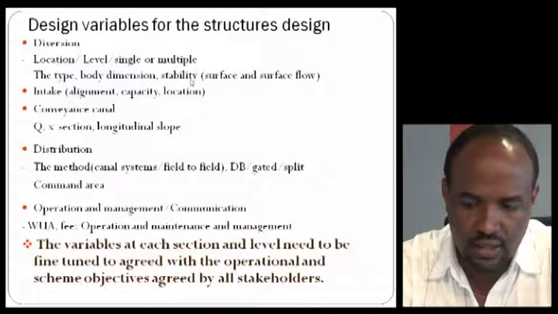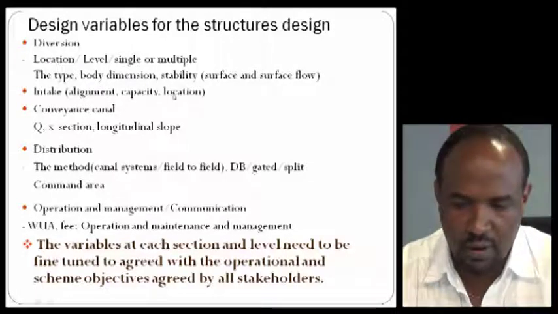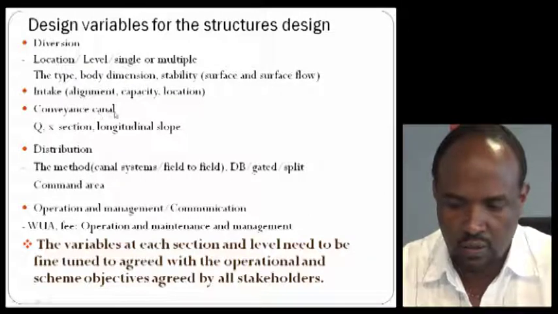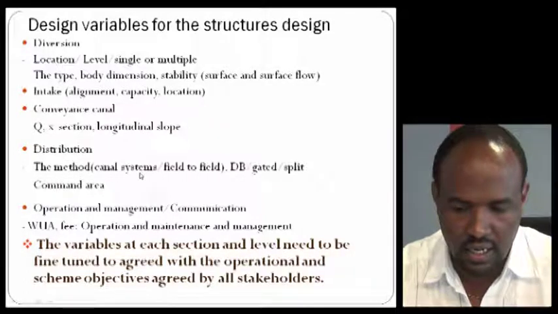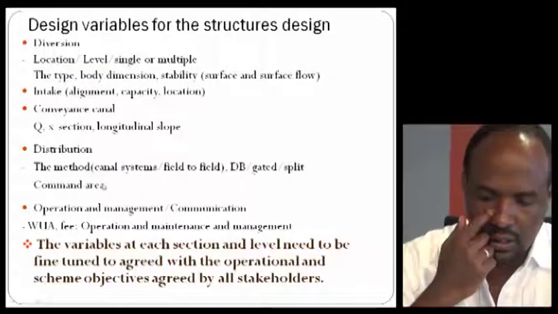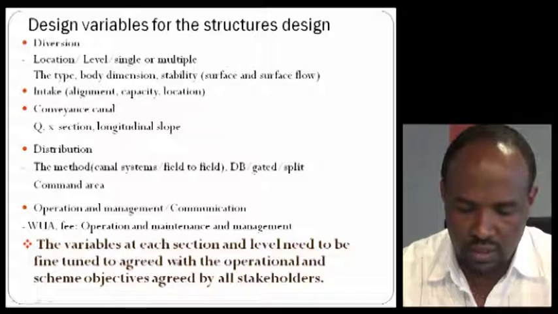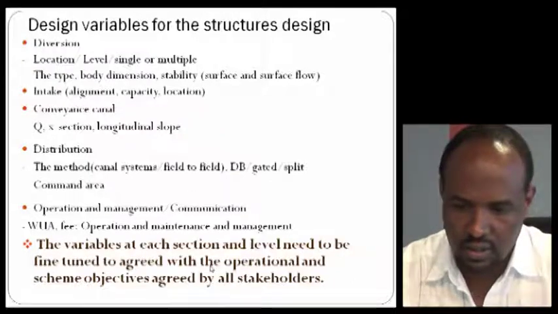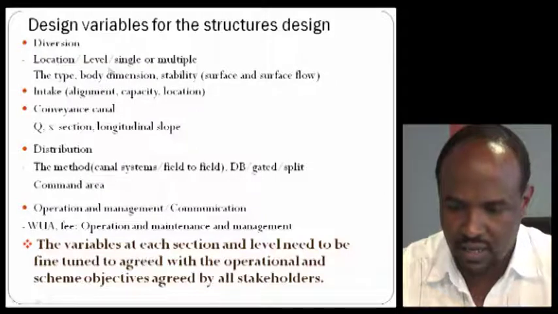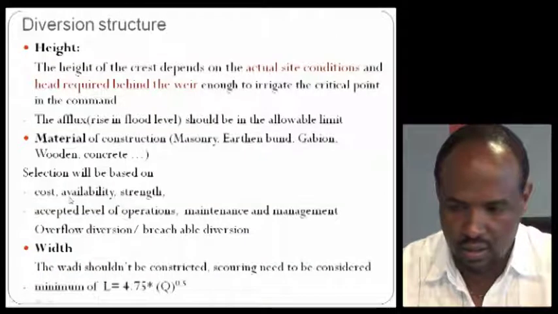And the intake also needs its alignment, capacity and location to be defined. In the conveyance canal, the discharge, cross section and longitudinal slope, and for the distribution, the method, canal system, and field to field, are variables that have to be decided beforehand. And if we use a division box, is it gated or split, that means without gates, needs to be decided. So the variables at each section and level need to be fine-tuned to agree with the operational and scheme objective agreed by all stakeholders. These are the variables to be fine-tuned and decided by the designers to design the new systems.